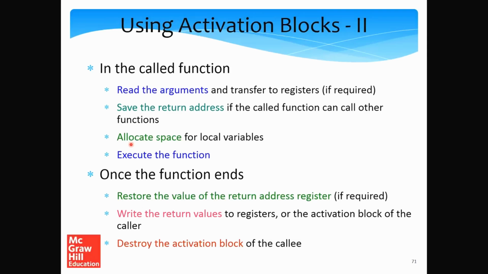Once the function ends, we restore the value of the return address register if required. We write the return values to registers, if required, but if there are a lot of values, or if it's one large value, we can write it to memory also, which is the activation block of the caller, and then we destroy the activation block of the callee.